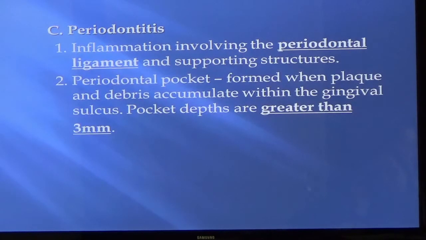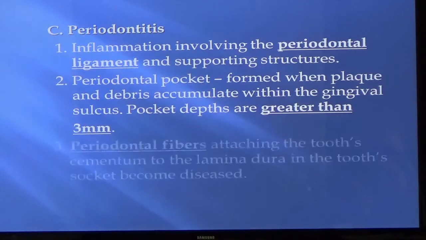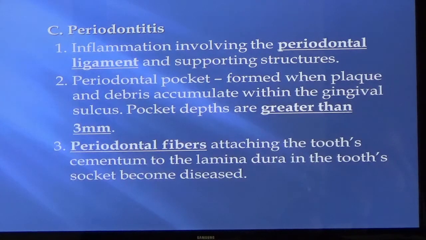The pocket is formed when the plaque and debris accumulate within the gingival sulcus. The pockets are greater than 3 millimeters. So now not just 1, 2, or 3, but now we start getting into 4s, 5s. So we're starting to have a little bit of detachment and maybe some bone loss. Periodontal fibers attaching the tooth cementum to the lamina dura of the tooth socket become diseased.